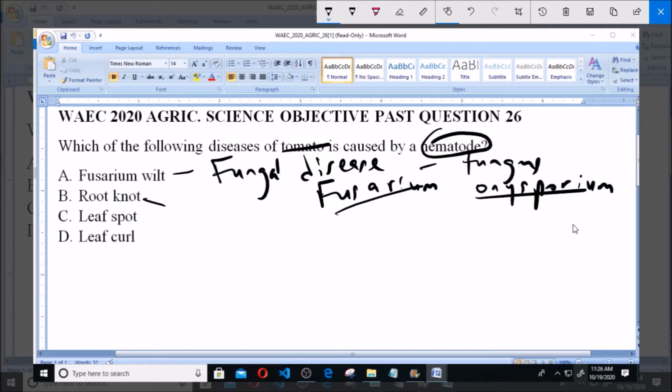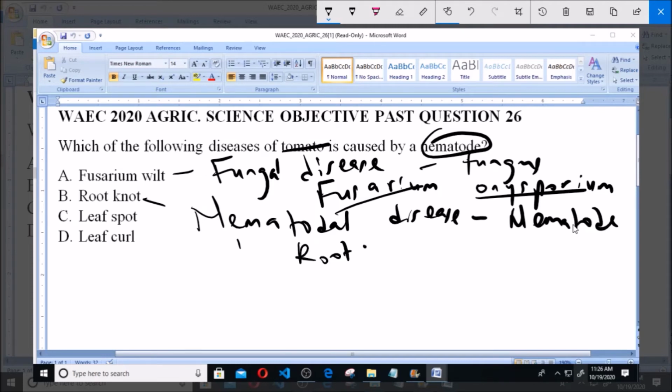Now option B says root knot. Now root knot is a nematodal disease. That means it's caused by a nematode. And the name of the nematode is the root knot nematode.